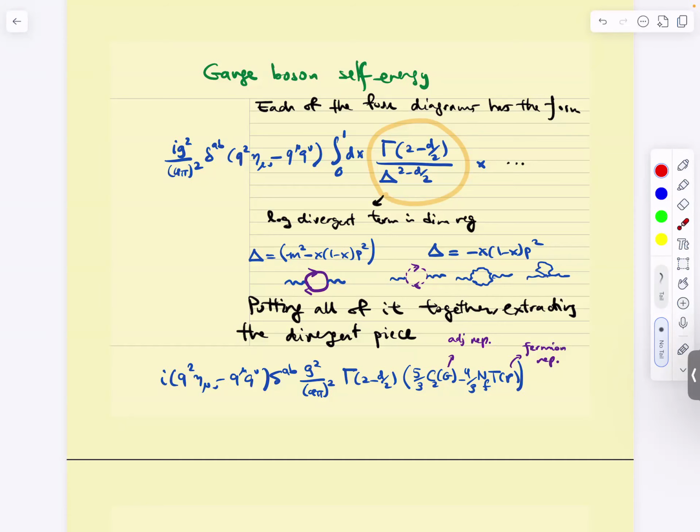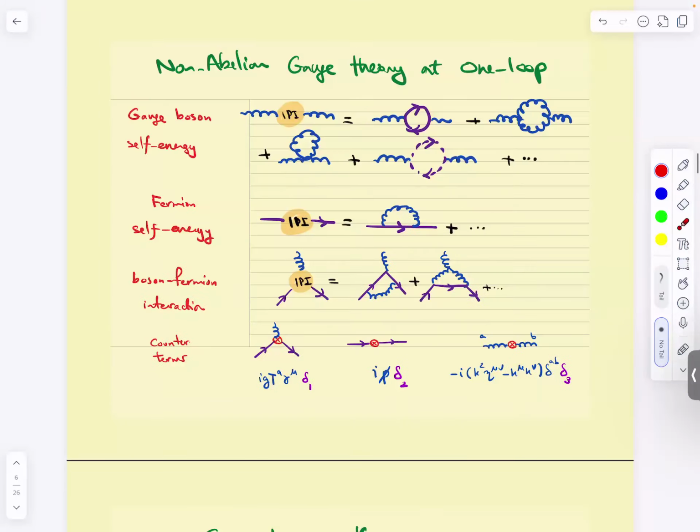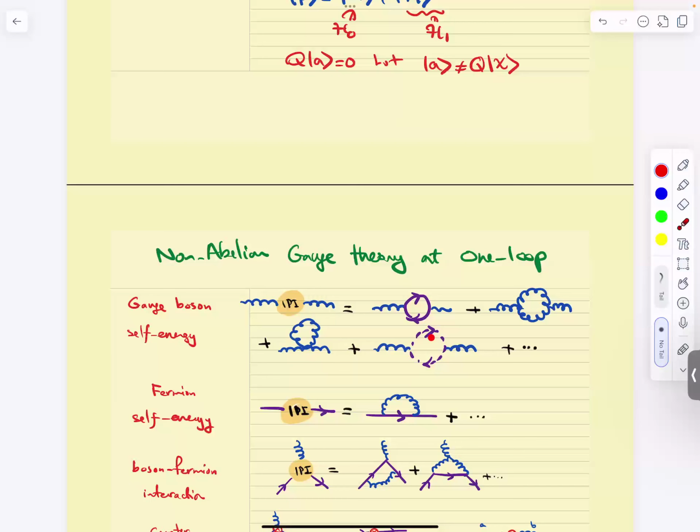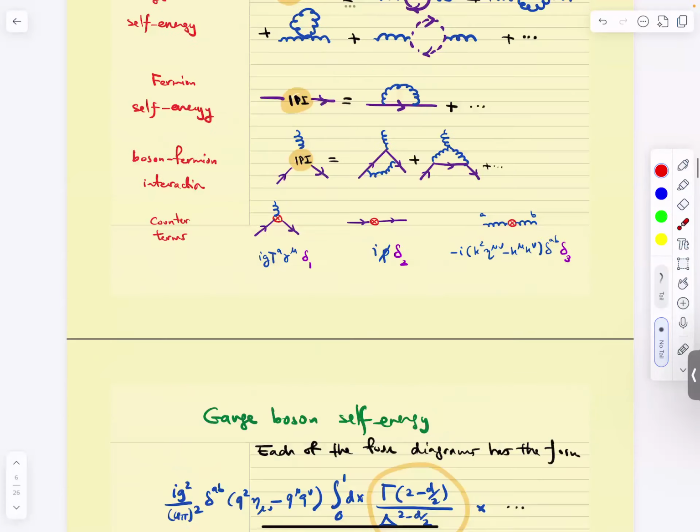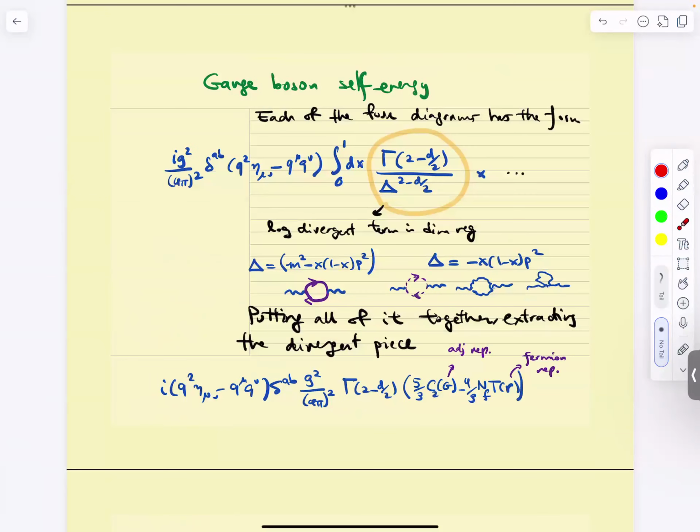We saw that the ghost anti-ghost running in the loop, this diagram, canceled the contribution coming from this pole at d equal 2. So when you sum all of them up, the pole at d equal 2 goes away, and we're left with the log divergent terms that have this structure. So delta is m squared minus x times 1 minus x p squared for when the fermion runs in the loop. So m is the mass of the fermion, and when you have the ghost anti-ghost, which are massless, running in the loop, or the gauge boson running in the loop, they're also massless. This is what delta is.